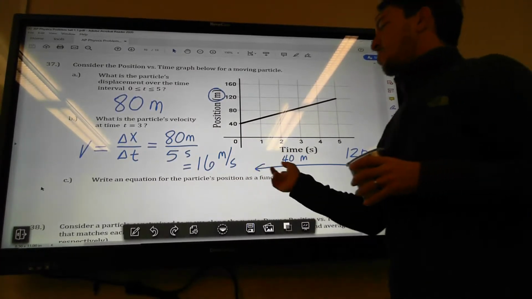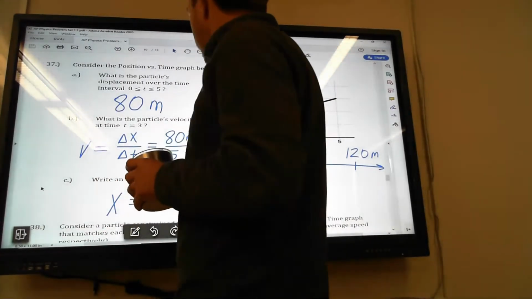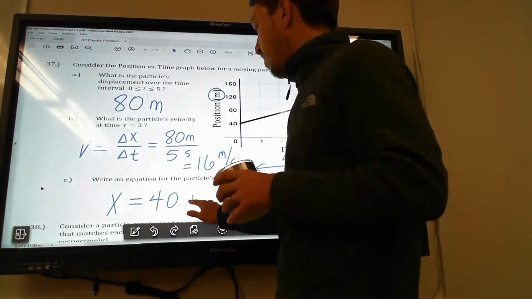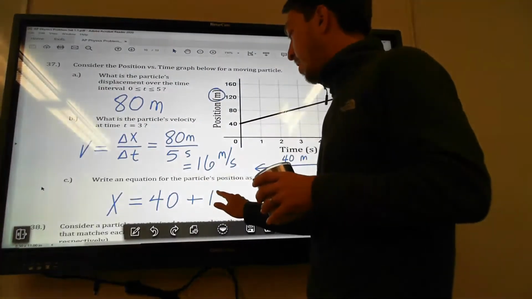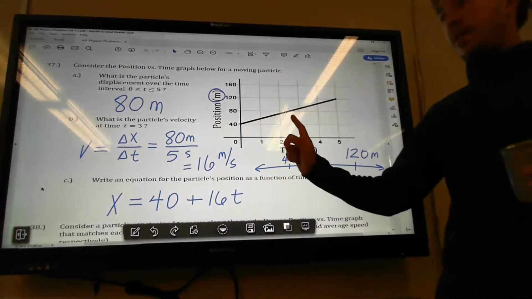Okay, part C, what's his position function? His position is, let us know what you find, Colin. Starting position plus velocity times time. Do you have any questions on that formula?